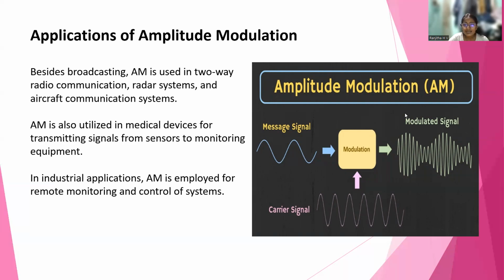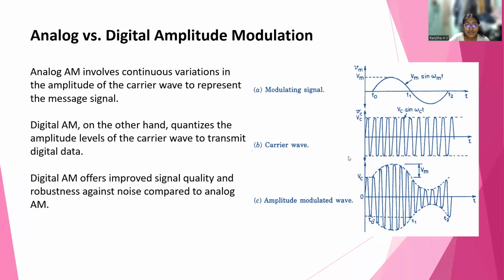Here we can see in this picture the amplitude modulation. Here the message signal goes through the modulation and we get the modulated signal by the use of the carrier signal. Analog versus digital amplitude modulation.